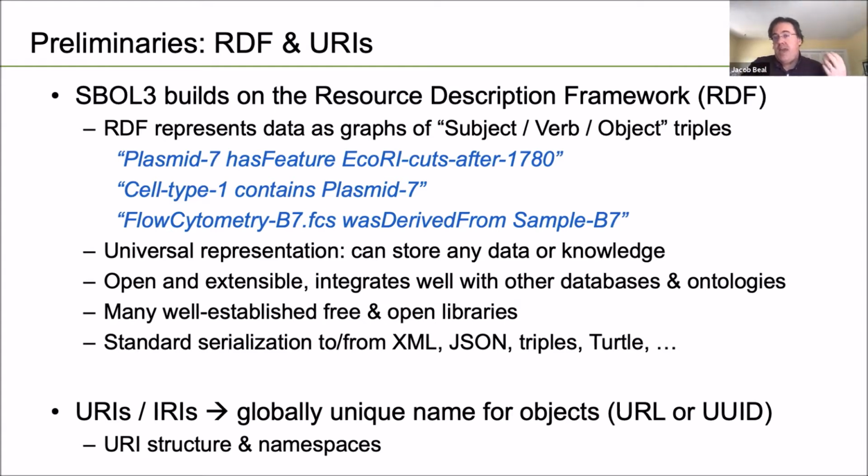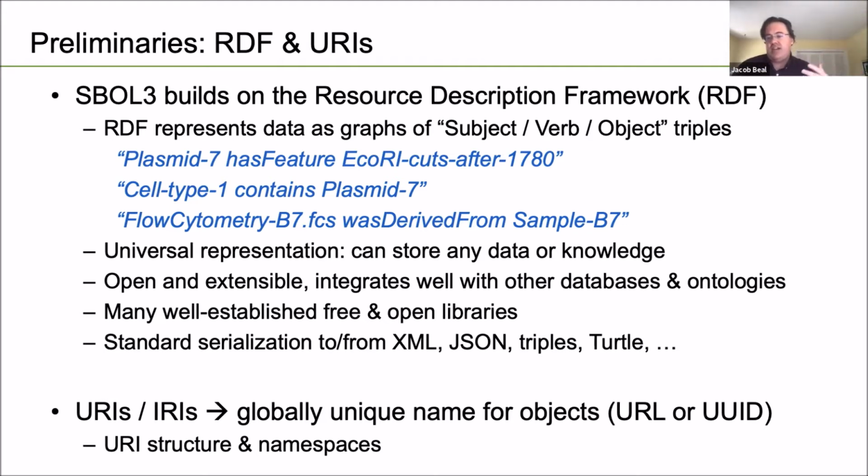What makes all this work is that these subject, verb, object triples, the subject, the verb, and the object are always URIs or IRIs. That is, unique names for the objects. The most typical form that you have seen URIs in is URLs. So your web address URLs, that's a class of URI. UUIDs, if you encounter them, that's another class of a URI.